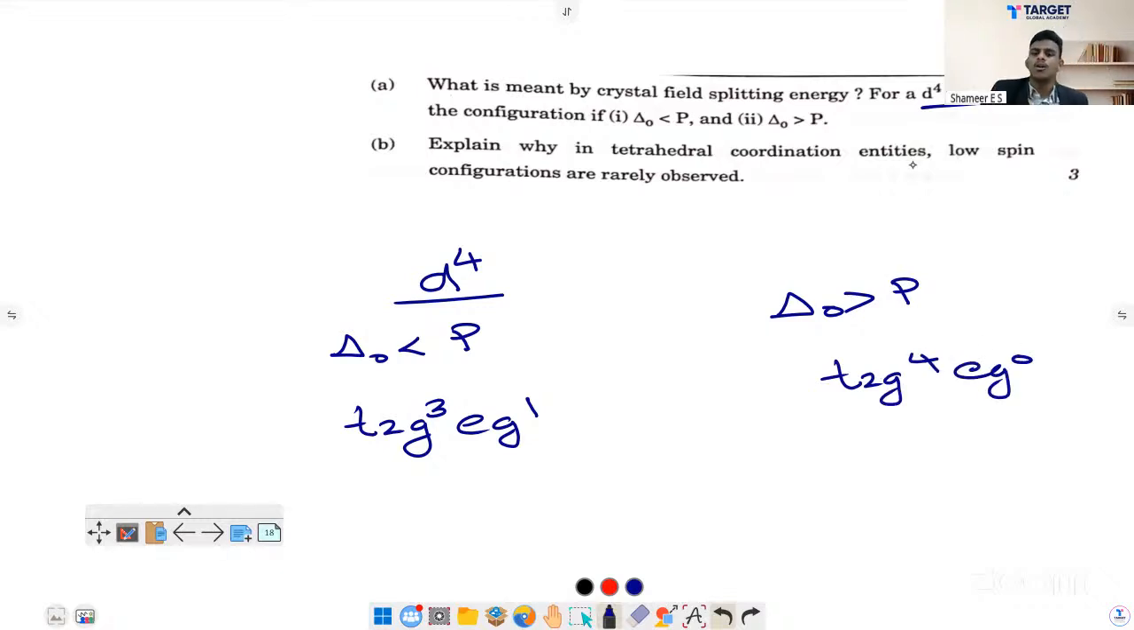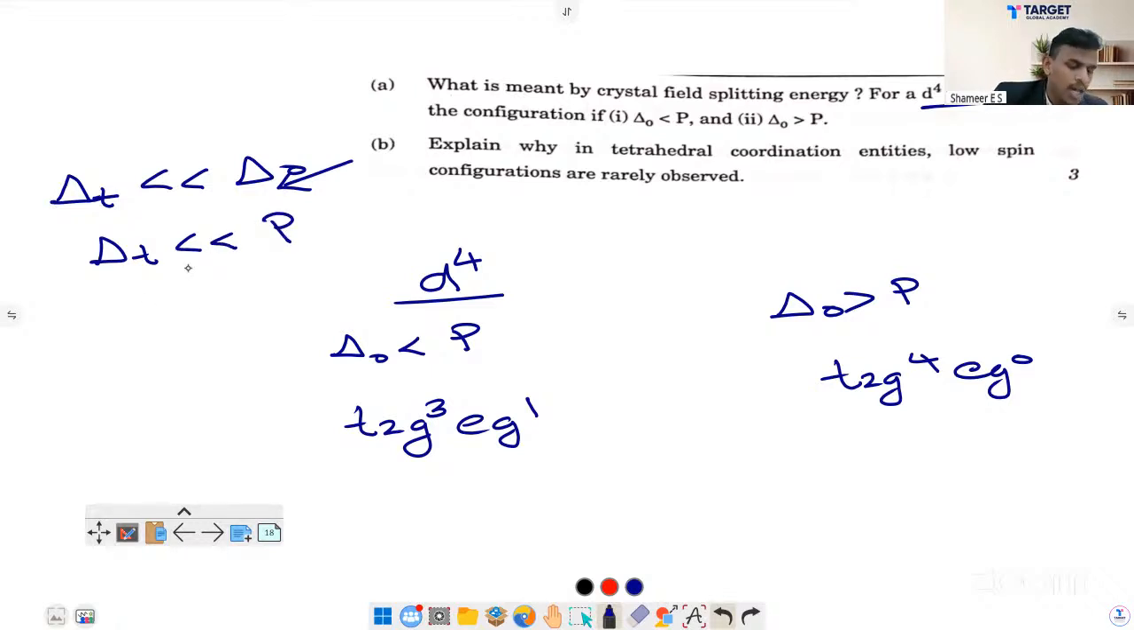Explain why in tetrahedral coordination entities, low spin complexes are rarely observed. What do you mean by low spin complexes? Low spin complexes mean paired complexes. They are rarely observed because in tetrahedral compounds, delta T is always very much less than delta O, and moreover delta T is less than the pairing energy. So it is very difficult for tetrahedral complexes to form low spin, paired complexes, because the pairing energy is greater than the splitting energy in tetrahedral complexes. That is the idea. Next.